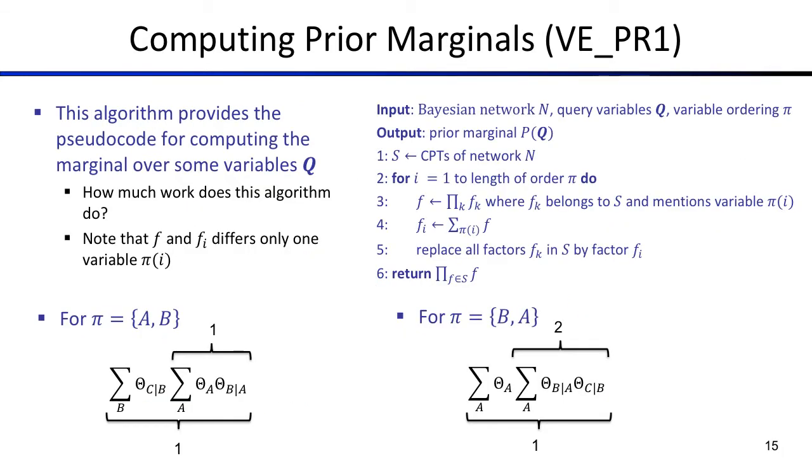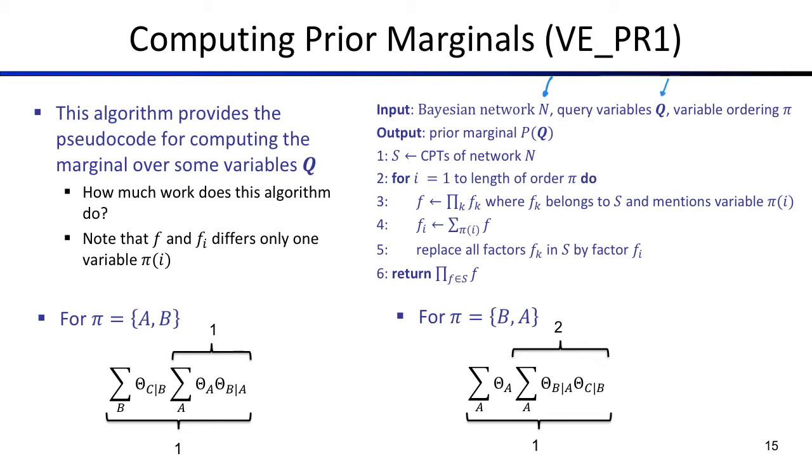So here we have our first algorithm for variable elimination, and it's basically the process that we have just described. We will take as input the Bayesian network N. We're going to take the query variables Q. Look here that Q is in boldface, indicating that it is a set of variables. So we can ask for the prior marginals for one variable, for two variables, or more variables.